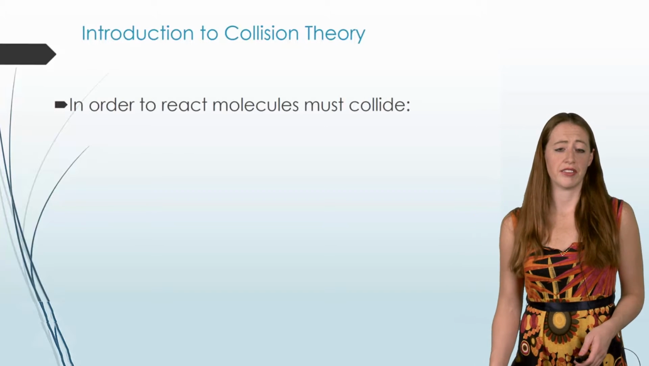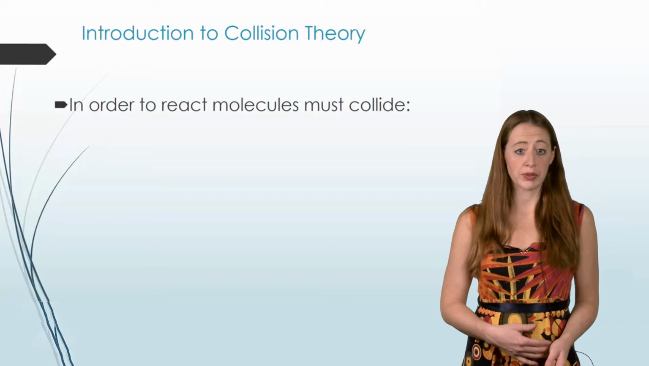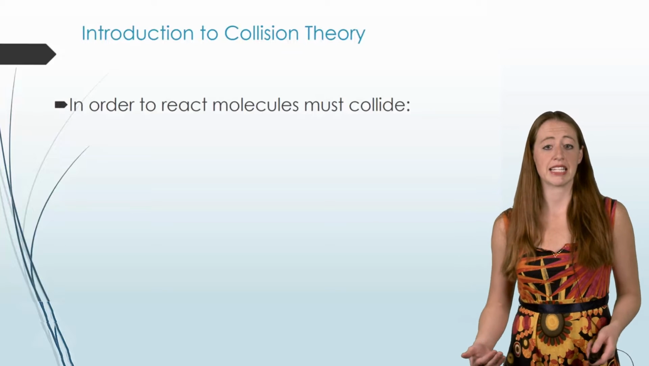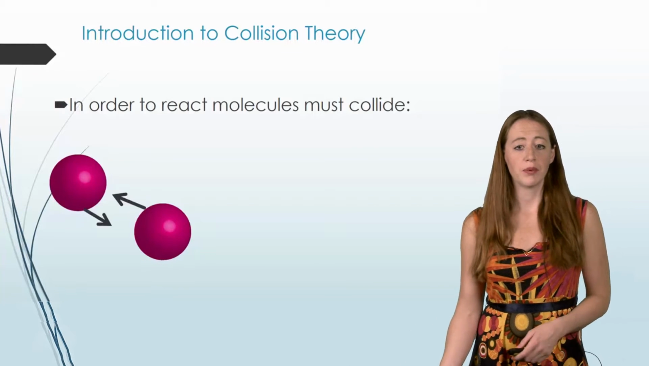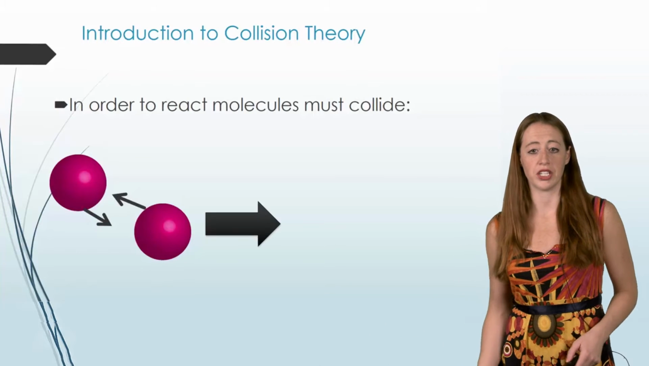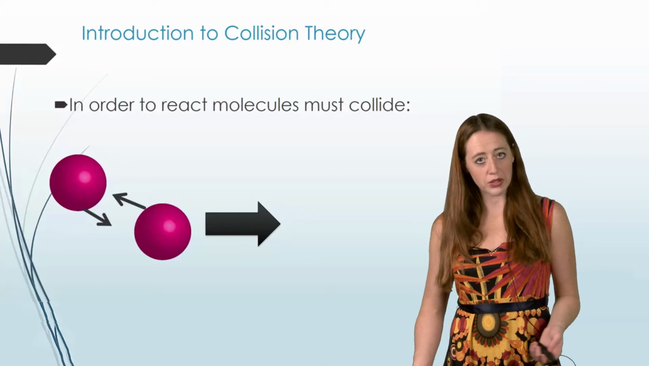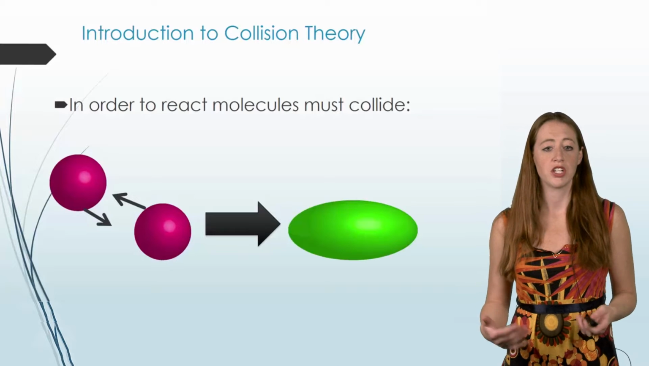So collision theory says that in order to react, molecules must collide. So if we have two molecules and we want them to do something, we must allow them to collide into each other, to form a new molecule or react in some way and rearrange to do something.